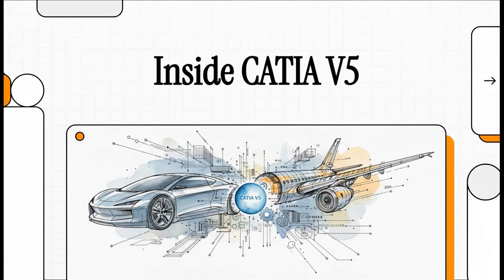You know those sleek curves on a modern car? Or the enormous, powerful wings of an airplane? Well, they don't start out as clay or metal. Nope. They begin as pure information inside one of the most powerful digital design tools on the entire planet, CATIA. Today, we're going to crack open that virtual workshop and see exactly how it's all done.